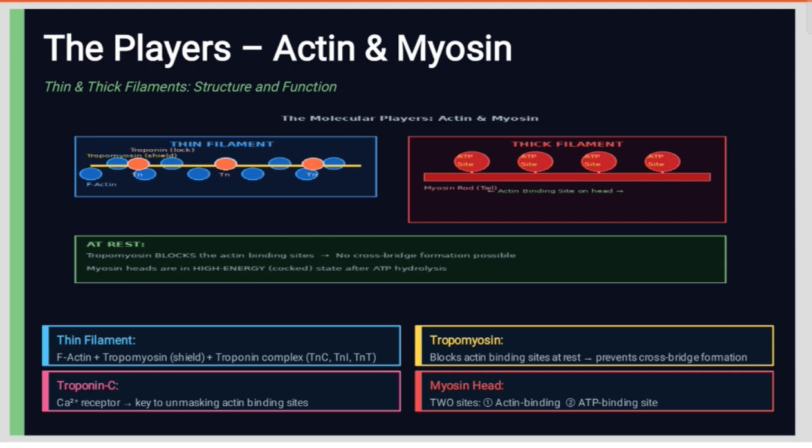Always keep in mind, the entire system is like a loaded gun with the safety on. The bullet, which is the myosin head, is cocked and ready. Tropomyosin is the safety. Calcium is what releases the safety. Always remember, troponin has three subunits. It is always asked in most competitive examinations, so always remember this.